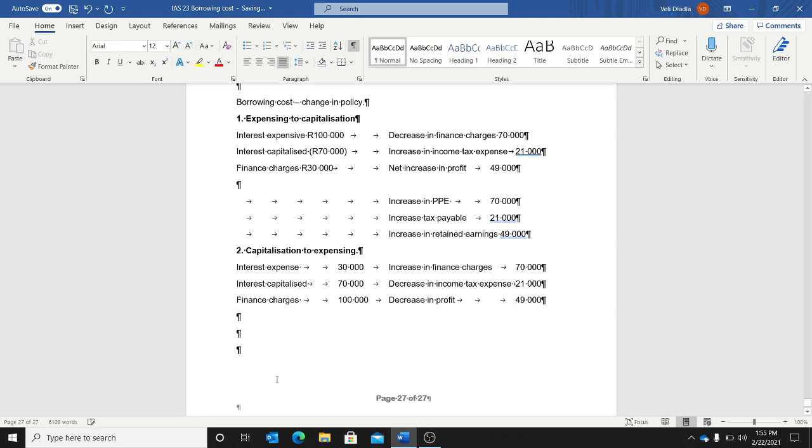Then we come to this one. Remember, if you're taking this 70 and you're putting it back here, your PPE will decrease by 70,000, and then that will be coupled with, if this one is decreasing here, then it will automatically decrease tax payable of 21.